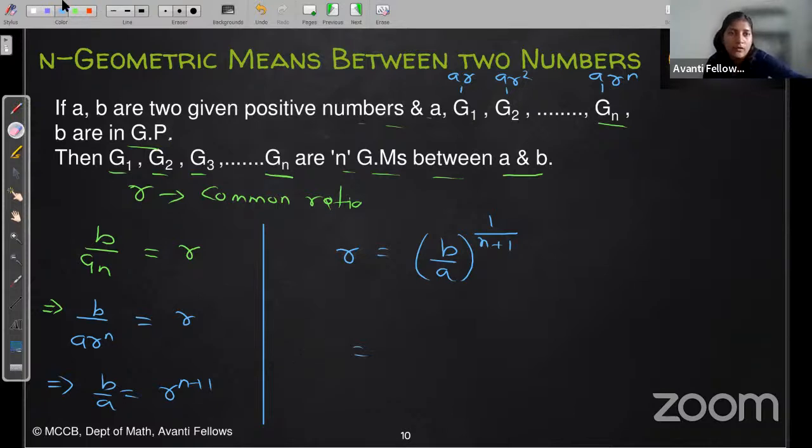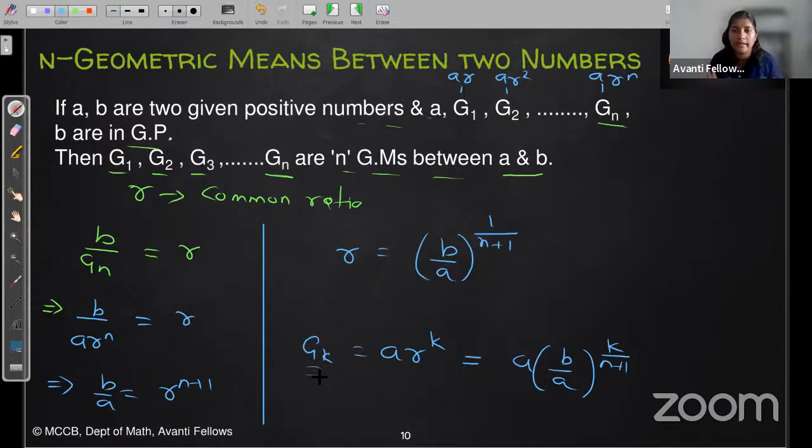It might confuse you all. Okay. So what will be Gk equal to? Some Gk is any term between G1 and Gn. So Gk will be equal to A into R raised to K, right? So it will be equal to A into (B by A) whole raised to K divided by n plus 1. Correct? So this will be the kth geometric mean value.